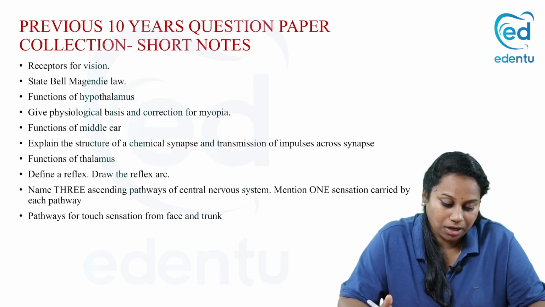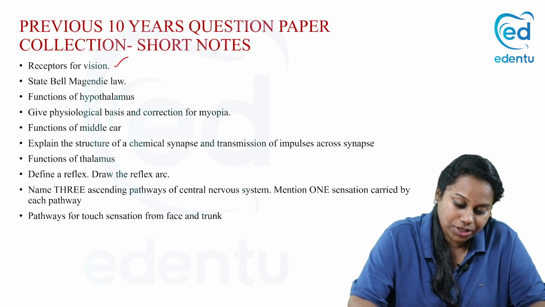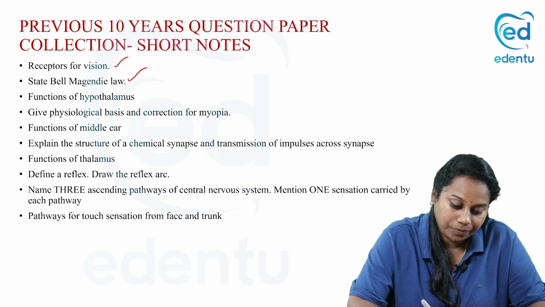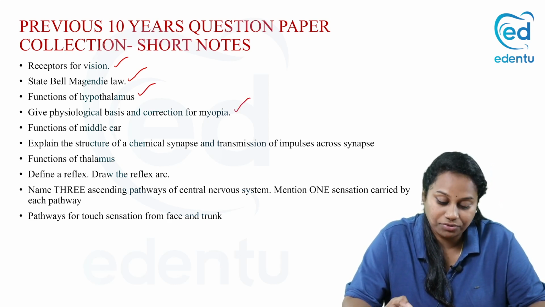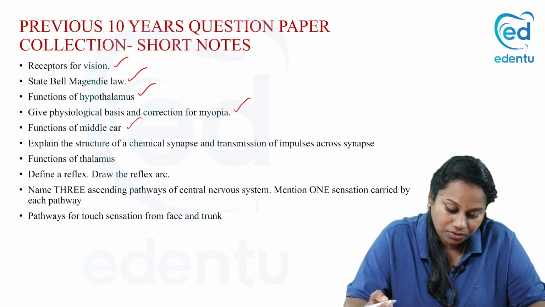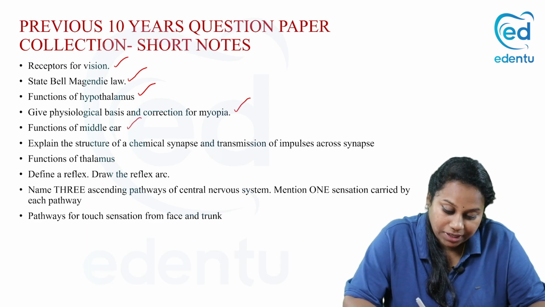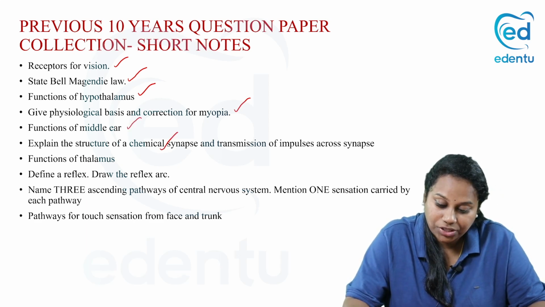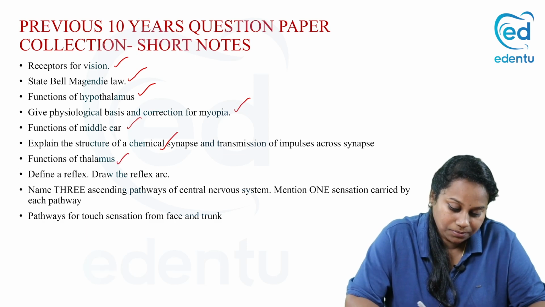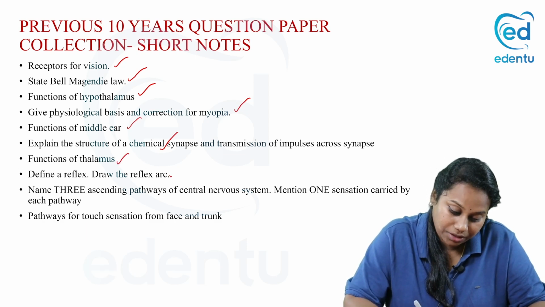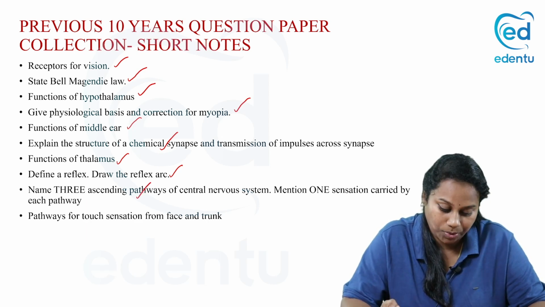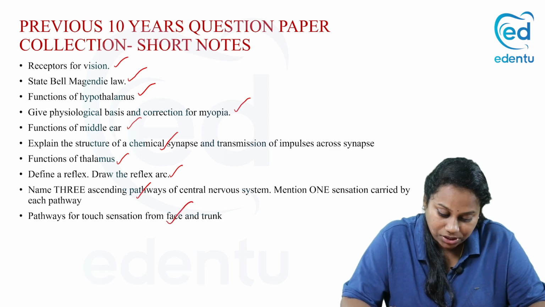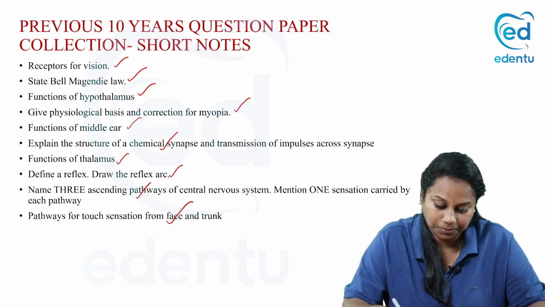The short notes that were asked: receptors for vision, Bell-Magendie law, functions of hypothalamus, physiological basis and correction for myopia, functions of the middle ear, structure of a chemical synapse and transmission across the synapse, functions of thalamus, reflex and reflex arc. Name three ascending pathways. Mention one sensation carried by each pathway. Pathways for touch sensation from face and trunk.